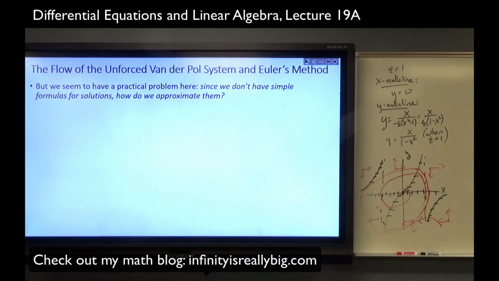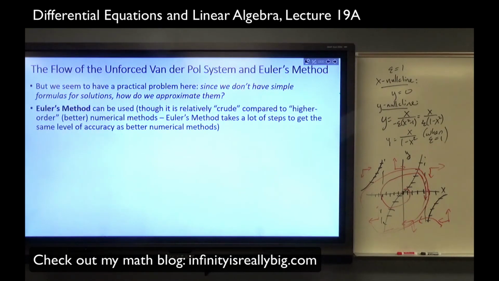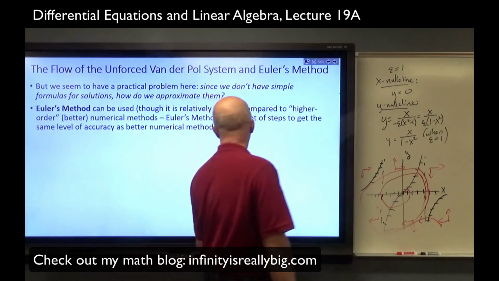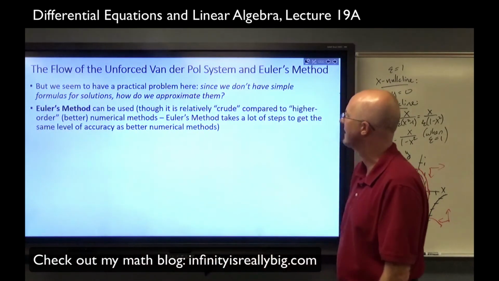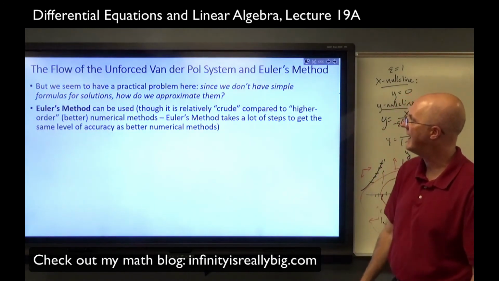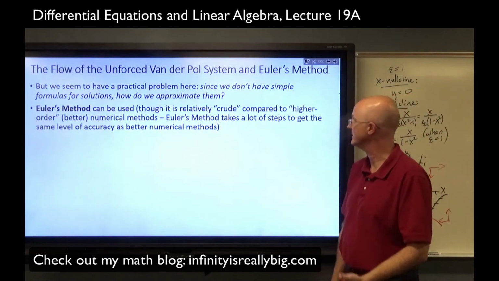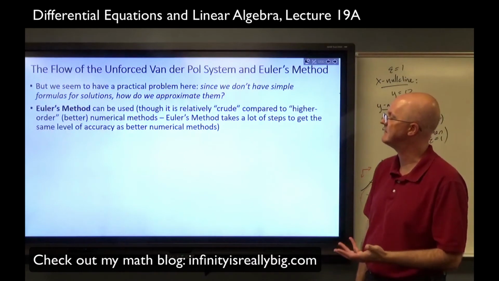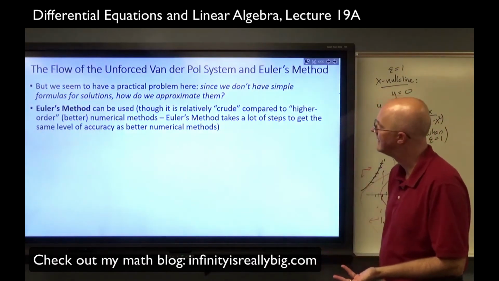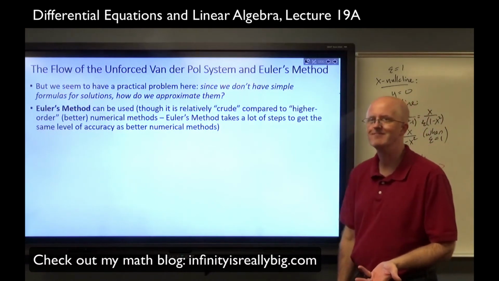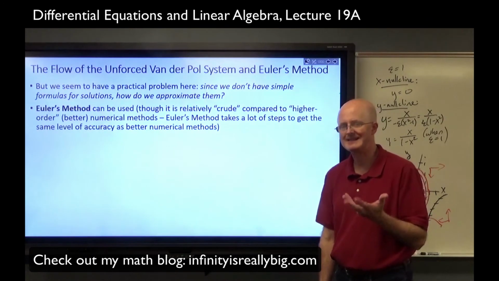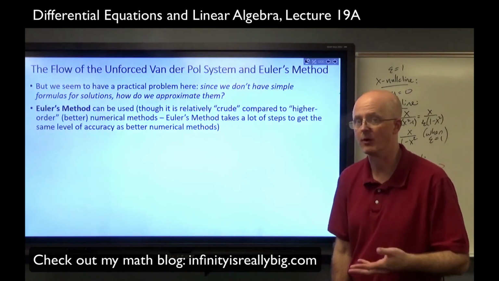How can we approximate? Well, we're only going to focus on Euler's method. Euler's method can be used, though it is relatively crude compared to higher order and better numerical methods. Why? Euler's method, though it is simple, takes a lot of steps to get to the same level of accuracy as better numerical methods. So we'll use it. It's pretty intuitive, fairly simple, but it doesn't necessarily give you the best results for your money, so to speak.